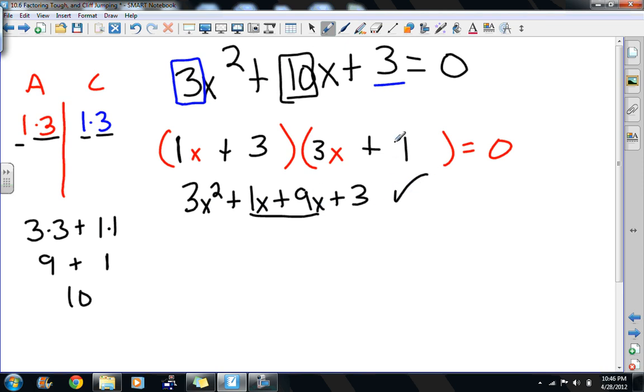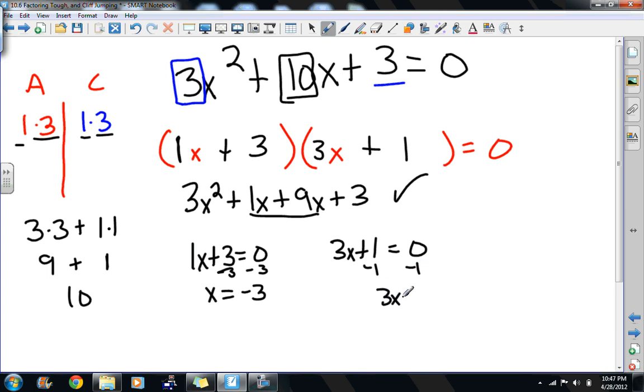We're good. Last step, which I said you'll forget frequently, is to set each of these equal to 0. 1x plus 3, 3x plus 1. Set them both equal to 0. And here you get, after you subtract 3 from both sides, x equals negative 3. Here, you subtract 1, 3x equals negative 1, and then you divide by 3.